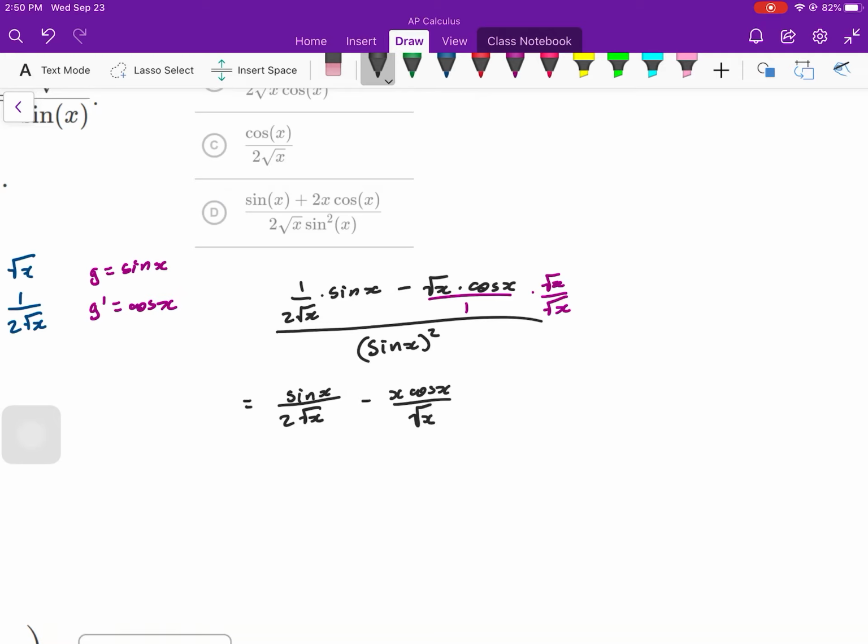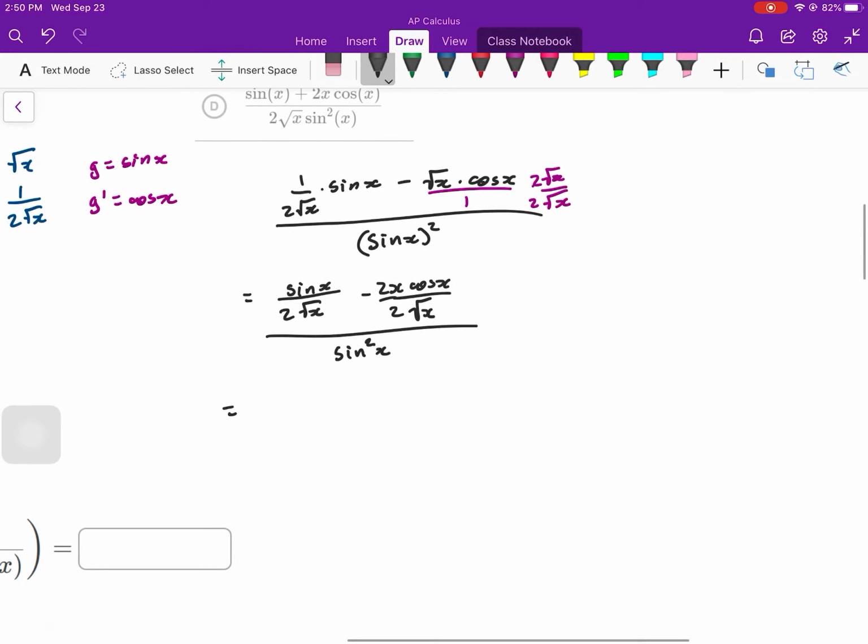And I'm still missing something. I'm missing a 2. So that'll make it actually a 2X cosine of X over the 2 square root of X, all over sine squared X. Then from there, we'll combine the numerators to get sine of X minus 2X cosine of X over 2 square root of X. And then all of this is over sine squared X.